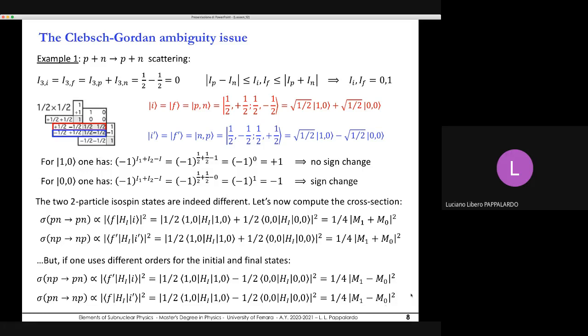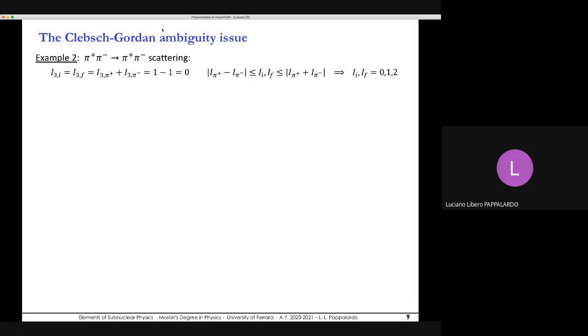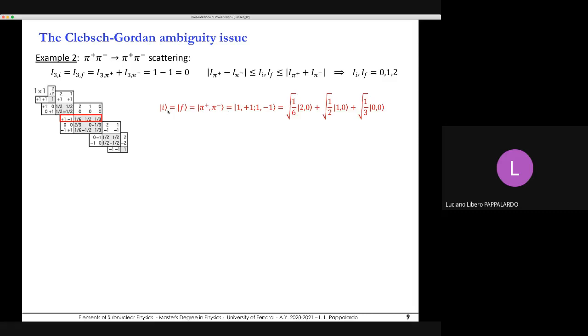Let me go through other examples just to try to convince yourself. Now we take the pi plus, pi minus scattering. So the total I3 is 0, and the total initial and final state isospin is either 0, 1, and 2. So this is the table that we need, and we can repeat our exercise. So these are the initial and final state in the order pi plus, pi minus, and we get the combination of 3 states with all positive Clebsch-Gordan coefficients. But we can do, of course, the other way around, so pi minus, pi plus. In this case, we have a minus sign here, which is reflected here in our state.